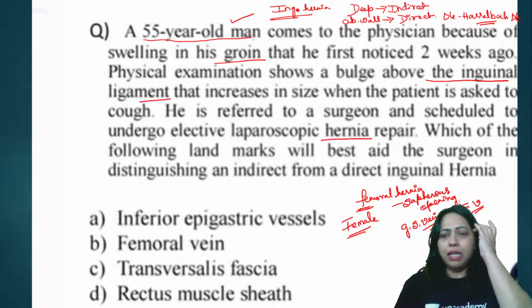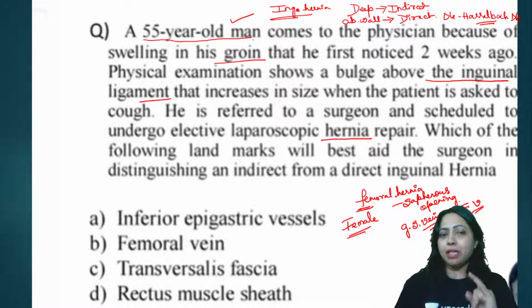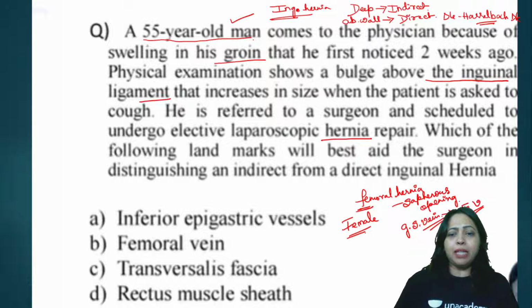It is very easy to get the answer and just get away with it. But if some other question is asked, keeping this particular topic in mind, will you be able to answer? So all these questions are something that you need to address, because unless you have understood the topic, it becomes very difficult. Now I can easily tell you in this case, which of the following landmarks will best aid the surgeon in distinguishing a direct and an indirect inguinal hernia?